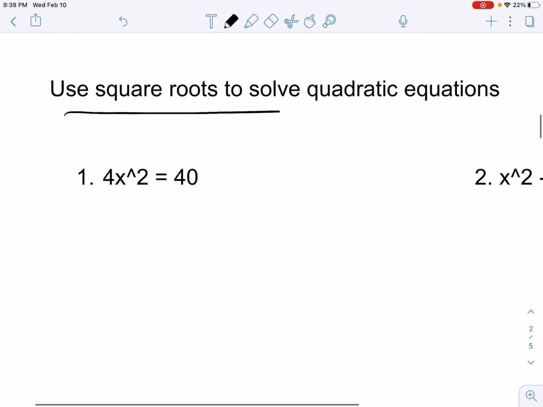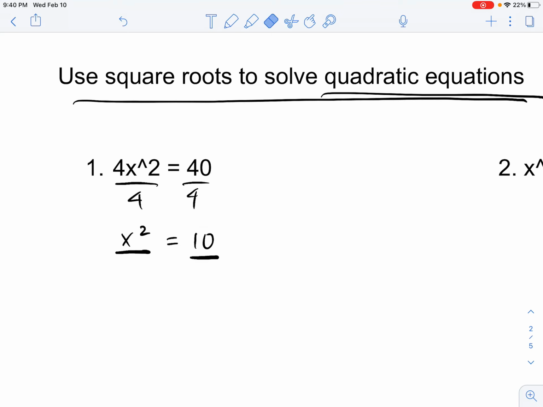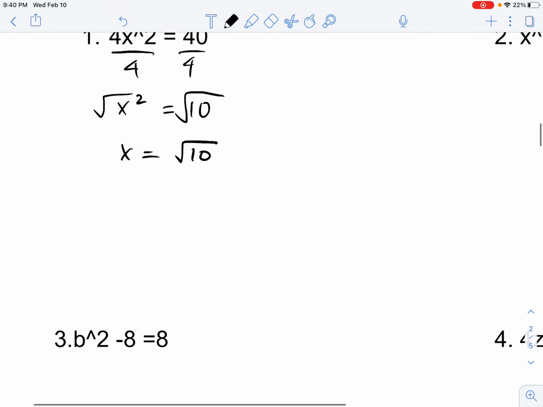Now, using square roots to solve quadratic equations. So we have a quadratic equation right over here. So our goal is to make sure x stays alone. So how do we do that? Well, in this case, we have to divide by 4, which gives us x squared is equal to 10. With that information, we know that if x squared is equal to 10, we can square root both sides, leaving us with only square root of 10. And that would be our answer.